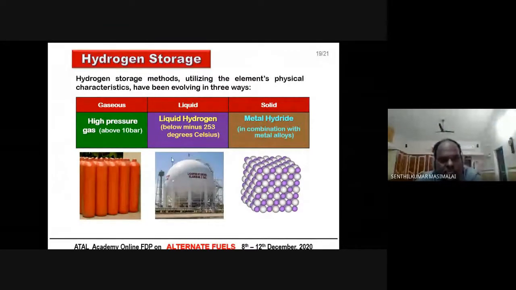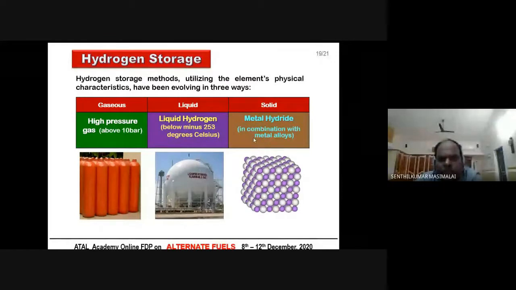But instead of gaseous hydrogen, we can have liquid hydrogen. It will have more energy content also. But we have to cool it to minus 250. So this is another challenge, another way of storing hydrogen. The third way of storing hydrogen is in the form of metal hydride.